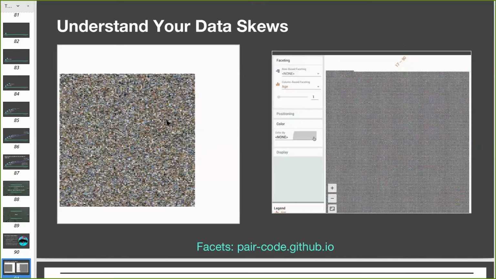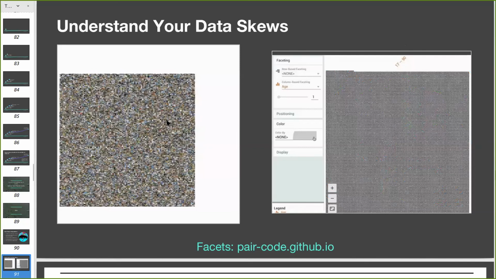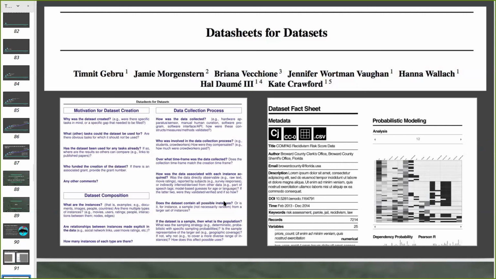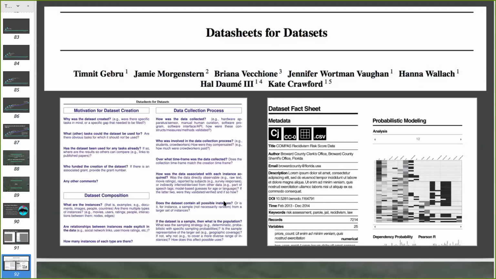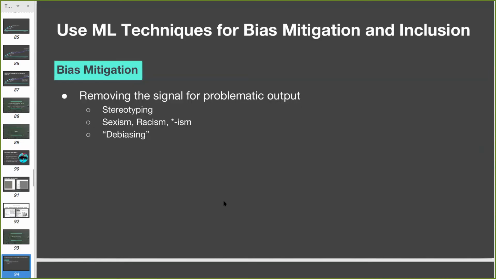Understand your data skews. There was a short video on this, like Facets. I haven't really checked this, but it looks good. Maybe we can check it. Yeah, Datasheets for Datasets is another one. Machine learning: using ML techniques for bias mitigation and inclusion.